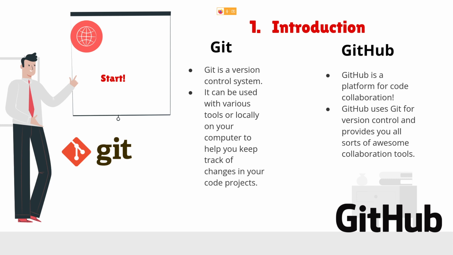So in short, what I can say is Git is a tool which will help you keep track of the changes that you have done over a period of time. And GitHub is a place where we save all these changes, like an online cloud platform where we can save all these changes. So that is what the terms Git and GitHub mean.